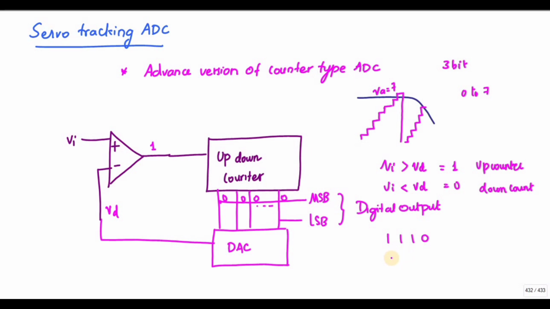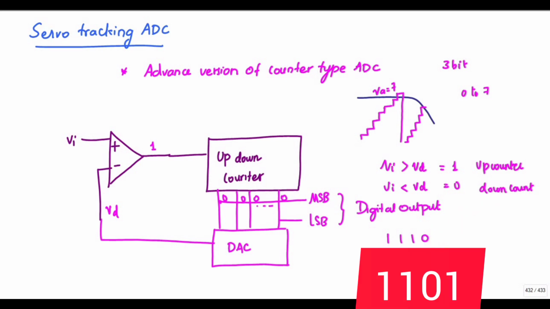That is, it is counting in the reverse direction. And the change you can see is nothing but 1 LSB. Again, if it is down counting, this change is nothing but 1 LSB, plus or minus 1 LSB.